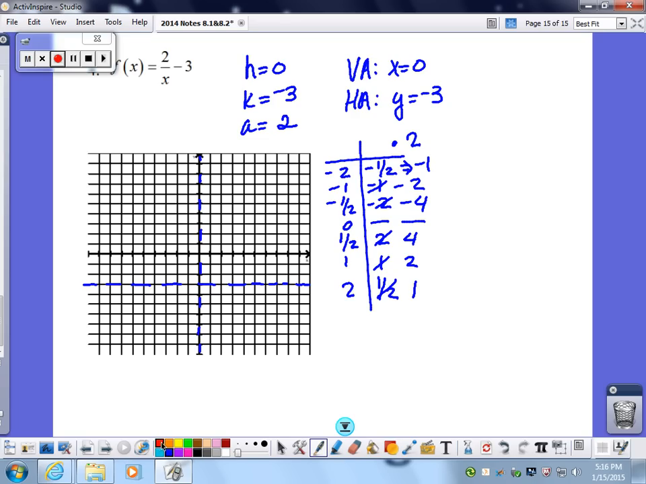This is where we're counting from, not a vertex. This is where we started counting from. So we're going to go left 2, down 1, left 1, down 2, left a half, down 4. Respect those asymptotes. Positive half: we're going to go a half, up 4, right 1, up 2, and right 2, up 1. There's my second piece, respecting those asymptotes.